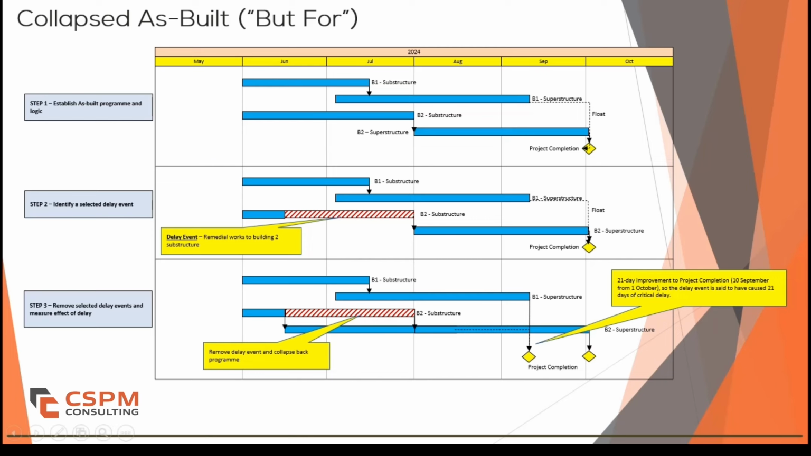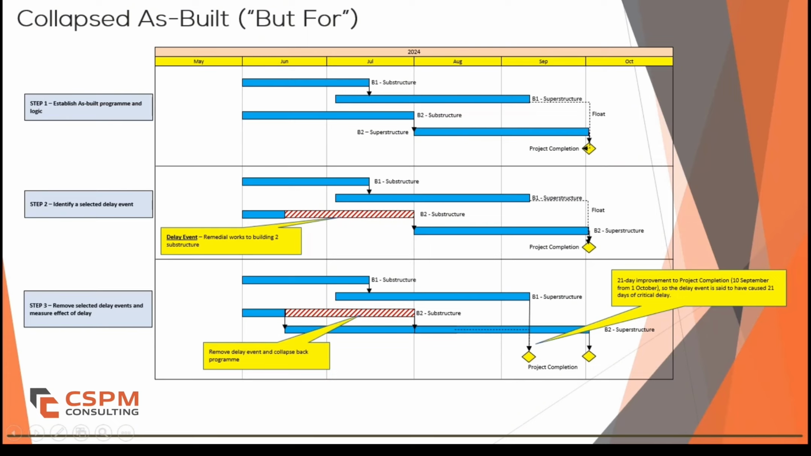Practical example of collapsed as built. Let's walk through an example to see how this method is applied. Suppose a construction project started in June 2024 and was scheduled for completion in early October. After analyzing the as-built schedule, we identify a major delay in substructure works of Building 2 that extended the completion date to 1st of October 2024.